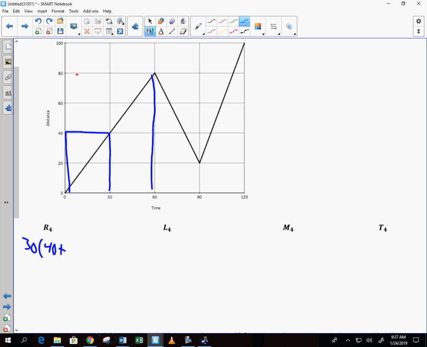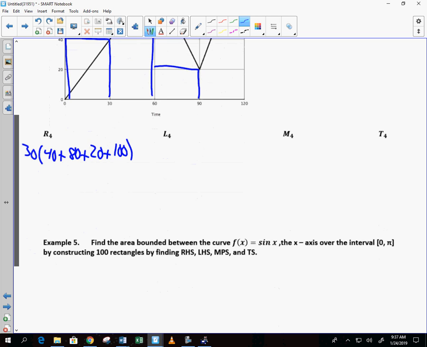What's the second height? 80. 20. Very good. It is a big number. Good job, buddy. 30 times, we've got 120 plus 120 is 240. 24 times 3 is 72, so I'm going to go with 7,200. That's what I'm going for.